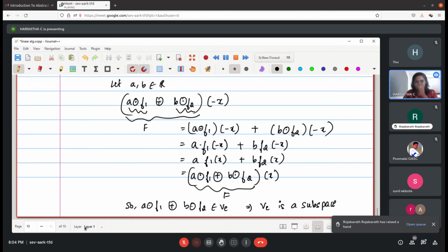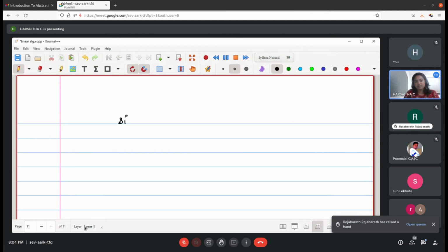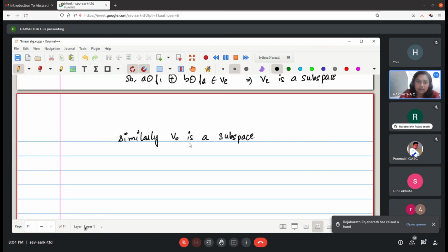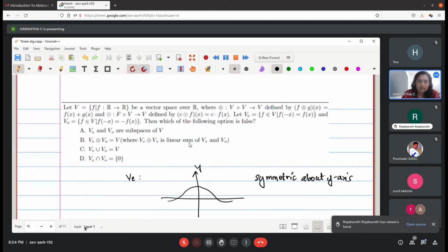And similarly, you can check for the odd functions. So these are subspaces. Since this asks which of them is false, so this is not false. Okay. The next option is VE direct sum or sum VO, is it V? It's a linear sum of VE and VO. So we'll just come back to this option. Let's just go to C and D.